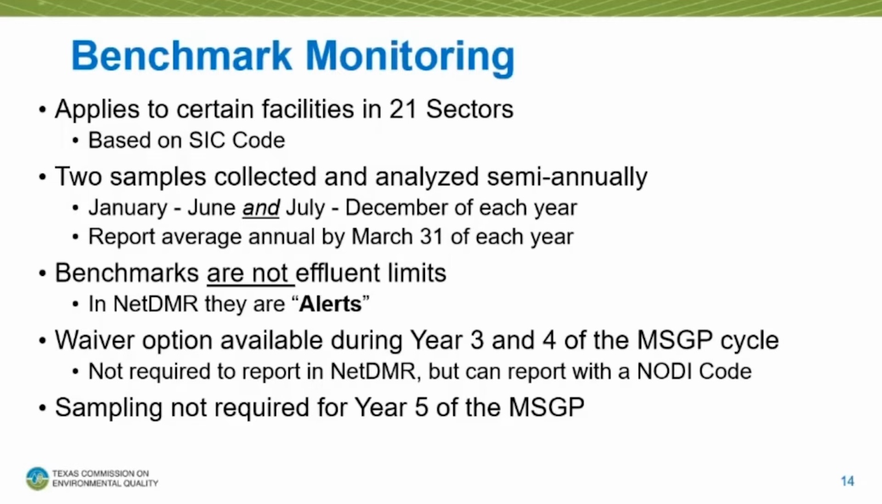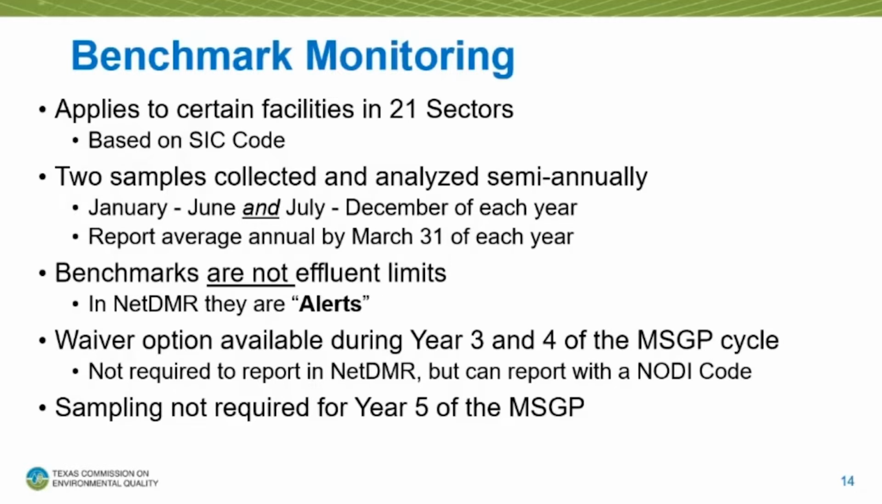Meaning if your benchmark was TSS of 50 milligrams per liter and you went in and reported 56 milligrams per liter was your annual average, you're not going to get any kind of compliance flag for exceeding the benchmark value because it's just an alert. So that's what that is, and that's how we've set it up in the system to distinguish between it being not a real effluent limit.